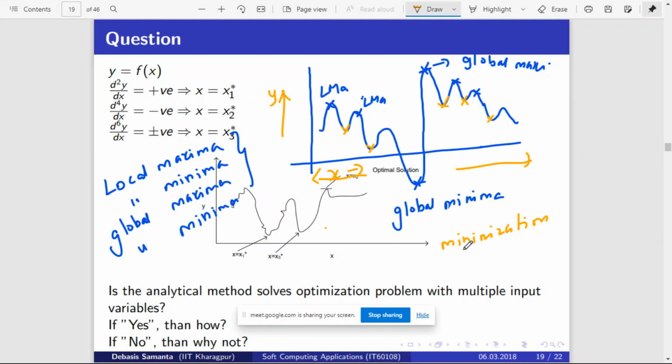If the problem is a minimization problem, then what is our objective? What should be our objective? Yes, Akila, what are you saying? It's not audible. Global minima. We have to find global minima. If it is a maximization problem, then the objective is to find global maxima, right? So it all depends on the type of the problem.